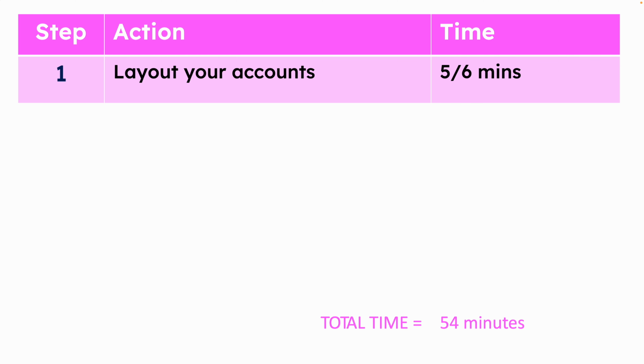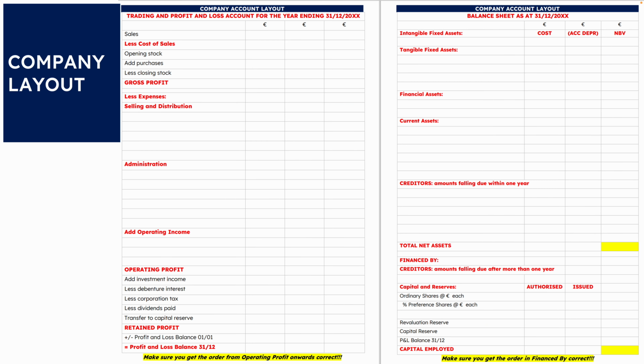So step 1, lay out your accounts. As always, it is very important that you lay out the accounts correctly, and that you have the layout done correctly as well. For example, in the company accounts, a lot of students might make mistakes from the operating profit down, and they might make mistakes from the finance costs down also. So just make sure that everything that you see here, you do it in that order. So 5 or 6 minutes to lay that out. You can pause the video and do it if you wish.